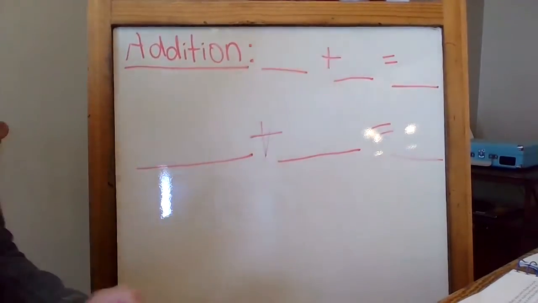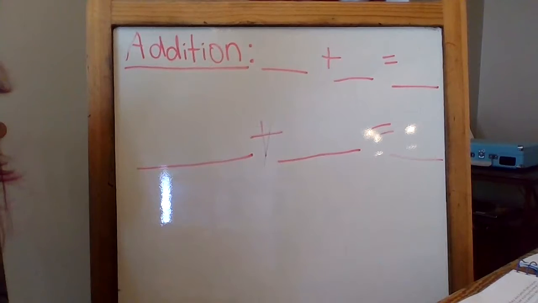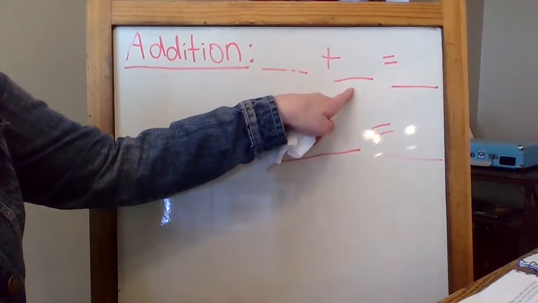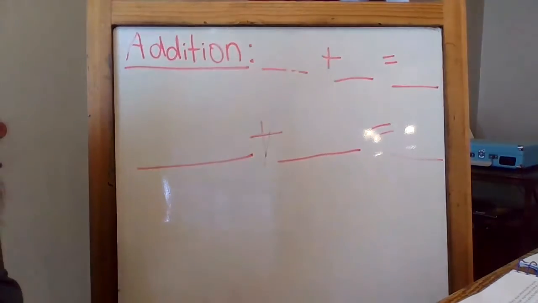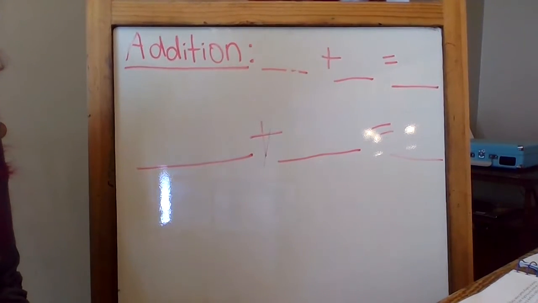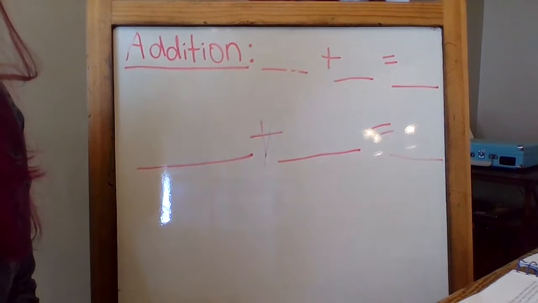Okay, so just a quick reminder, when we do addition problems, we have to put the numbers in a specific order, okay? We have a number, we have a plus sign, we have another number, and we have an equal sign. It's super important that we put the plus sign and the equal sign in the right place, because if we don't, we're not really writing an addition problem. We're not really making a number sentence.